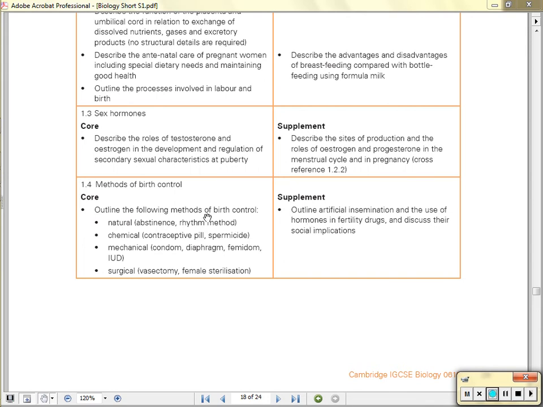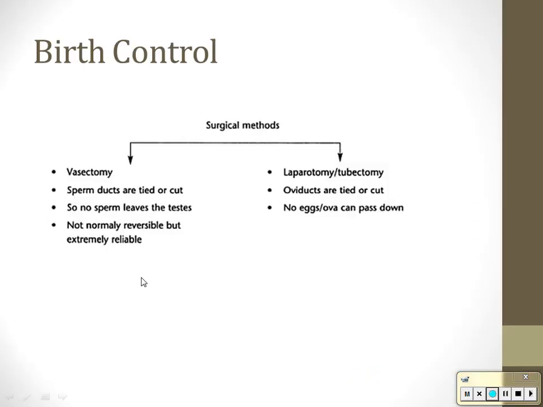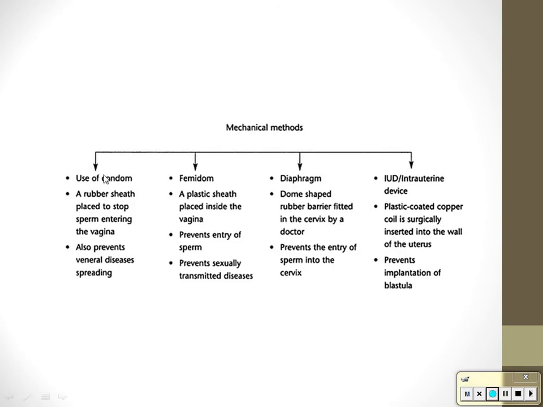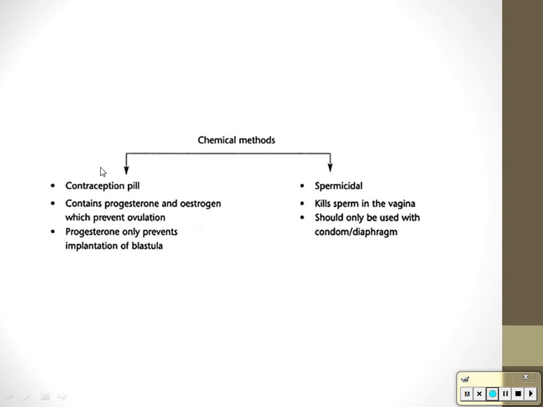Methods of birth control break down into natural, chemical, and mechanical. Technically surgical and mechanical should be the same, but let's make it 4. Natural, chemical, mechanical, and surgical. So for males and for females, it's split up, males on the left, females on the right. Males get a vasectomy where you cut and tie the sperm duct. Females get a tubectomy where you cut or tie the oviducts. Mechanical: condom, female condom, diaphragm, and IUD. There's your information. Table's broken down for you already. Chemical is either the pill or spermicide.